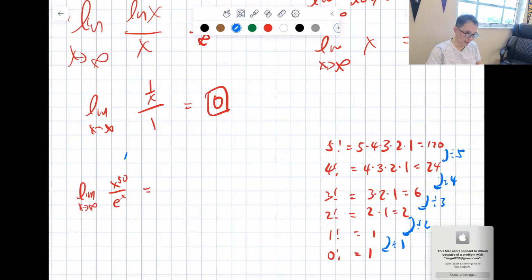Now, eventually, you take a derivative, it will exhaust all the exponents. But the bottom, it doesn't matter how many times you take a derivative, it's always going to go to e to the x. So in this case, it's going to be a constant over e to the x. And eventually, that's going to go to 0. So that's still answer equal to 0.